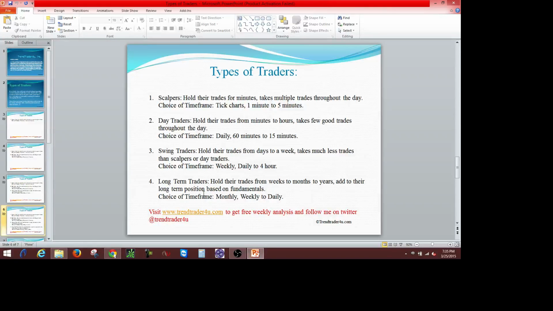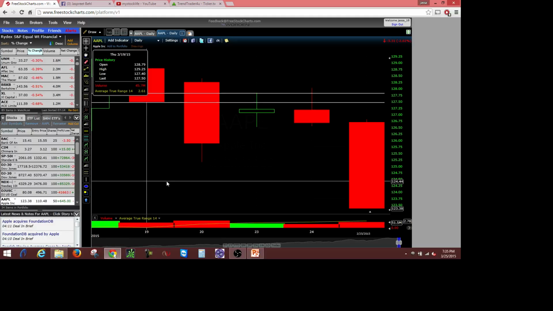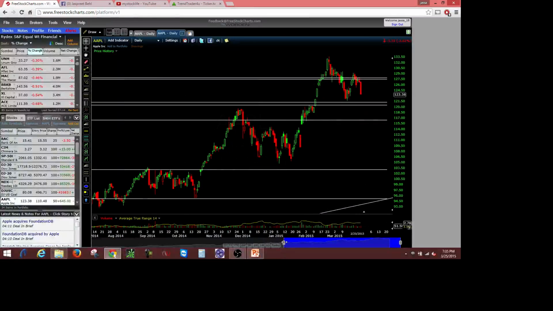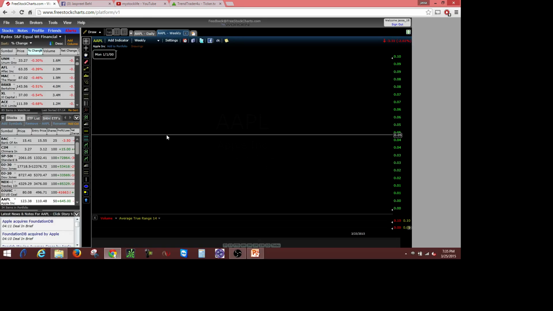So these people are looking at longer time frames, monthly, weekly, daily, right? So this is the daily chart, right? Let's go into weekly. I don't know why this is so slow. It shouldn't be. Everything else is working, just this free stocks.